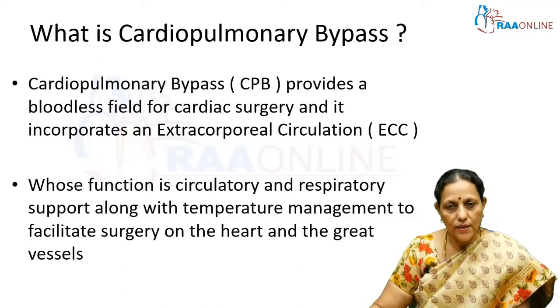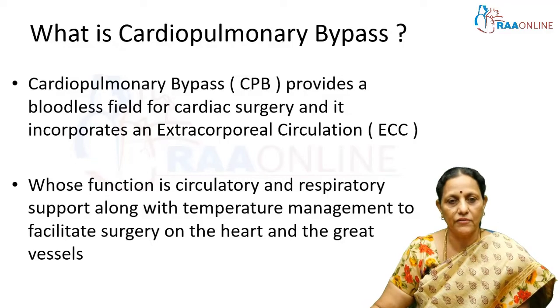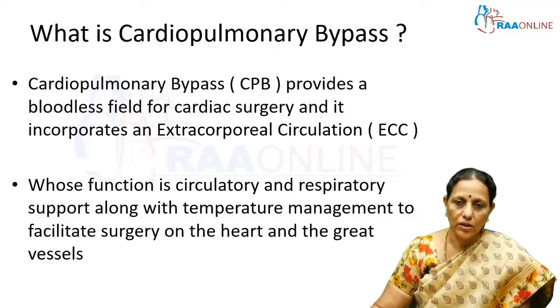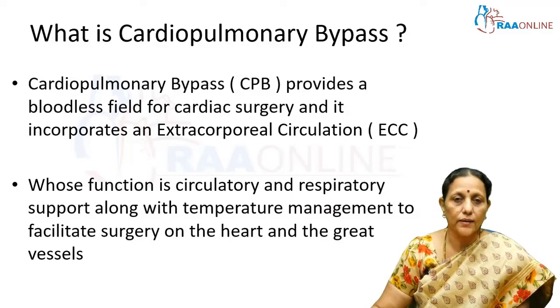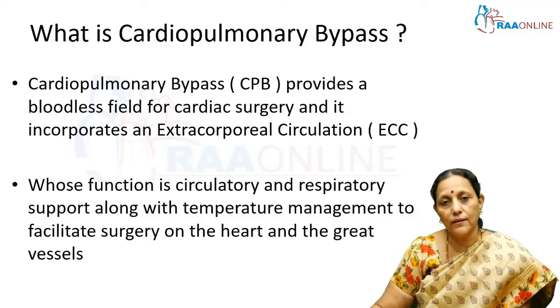So this provides a bloodless field for the surgeon to operate, and the extracorporeal circulation does the circulatory and respiratory support for the patient. Also managing the temperature throughout the surgery, either cooling the patient and rewarming back the patient. Now what are the steps that we have to see in the cardiopulmonary bypass conduction?